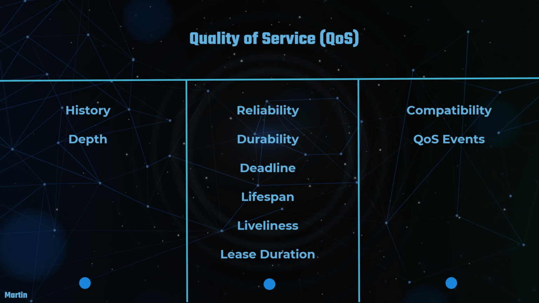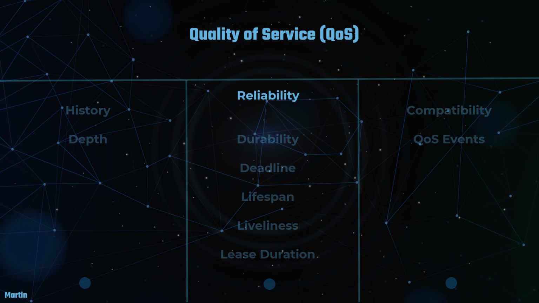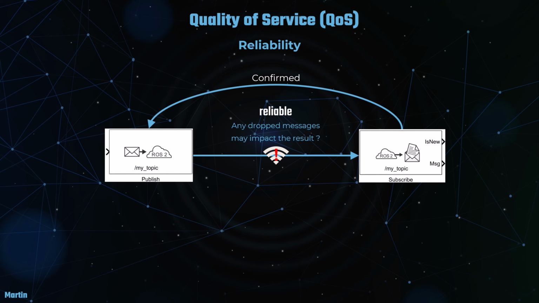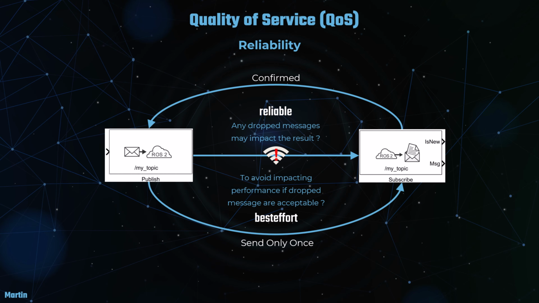Next, we will explore the concept of reliability. The reliability QoS policy determines whether the delivery of messages is guaranteed in the presence of networking issues. If dropped messages could have an impact, it is advisable to set the reliability to reliable, which ensures that samples are delivered and may involve multiple retries. If dropped messages are acceptable and you want to avoid impacting the performance, it is advisable to set the reliability to best effort. This setting attempts to deliver samples but may lose them if the network is not robust.